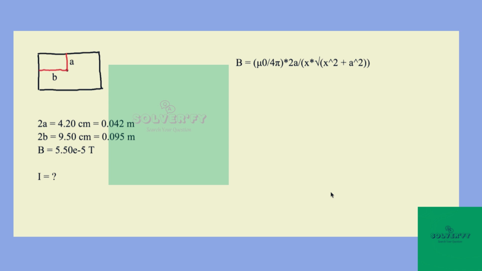Okay, this is question 28.24, where we have a rectangular loop here with dimensions 4.2 centimeters by 9.5 centimeters. And there's going to be some current I flowing in this wire, but we don't know the direction yet. But we know that the magnetic field at the center of the loop is 5.5 times 10 to the minus 5 Tesla, and it's pointing out of the page.